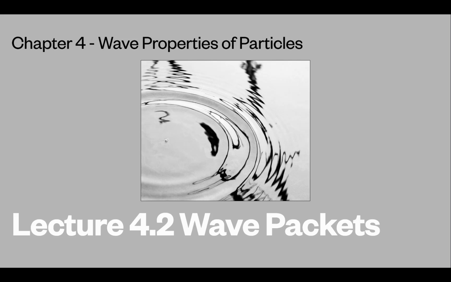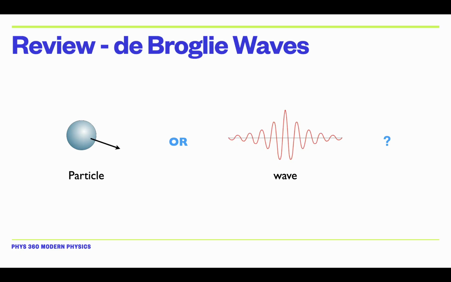Lecture 4.2, Wave Packets. In the last lecture, we discovered that all particles in nature can exhibit a wave-like nature under the right conditions. These particle waves are called de Broglie waves. De Broglie waves let us calculate the probability of finding a particle at different locations.